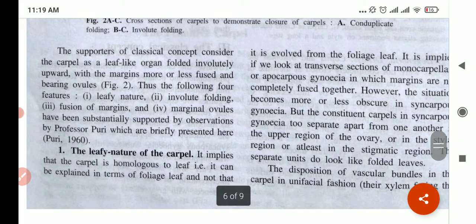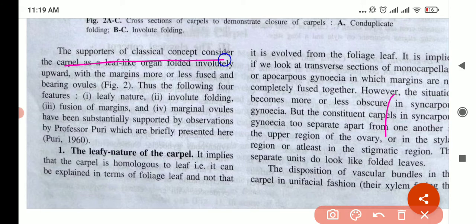The supporters of this classical concept consider the carpel as a leaf-like organ which is folded along the margin and fused to bear the ovules. Basically it's just repeating what we already said. There should be four features of this concept: leafy nature, involute folding, fusion of marginal ovules, which was given by Professor Puri. Let's look at it in detail.